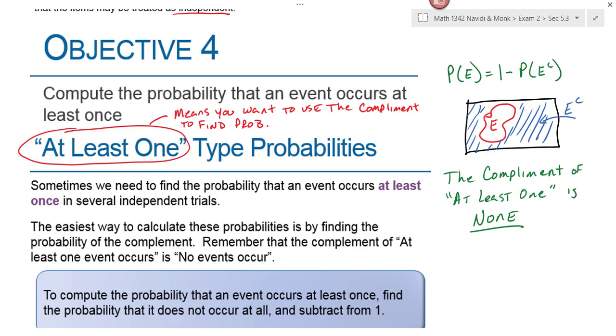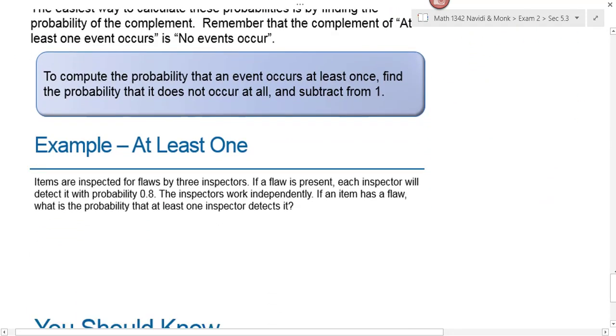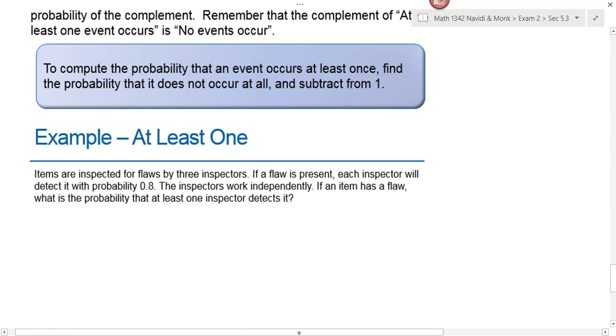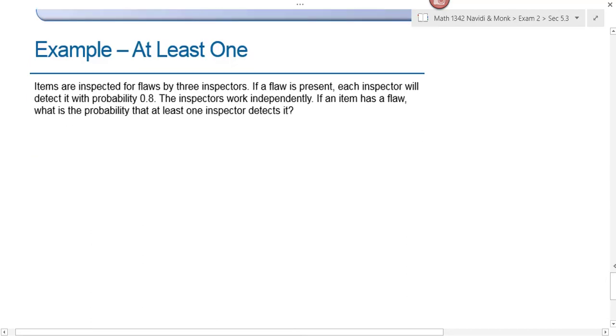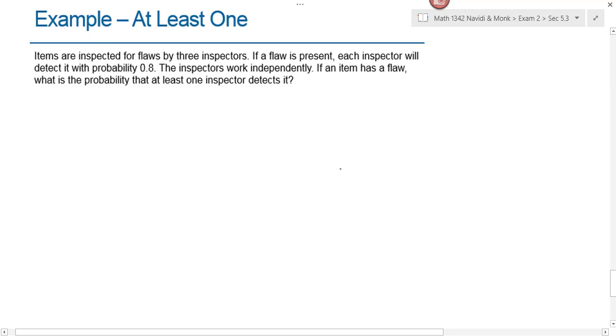The easiest way to calculate the probabilities is by finding the probability of the complement. Remember that the complement of at least one event occurs is that no event occurs. To compute the probability that an event occurs at least once, we're going to find the probability that it does not occur at all and then subtract that from 1. We're going to do this the easy way first, and then I'm going to come right beside it and show you the hard way to work this problem, a straightforward head-on approach.